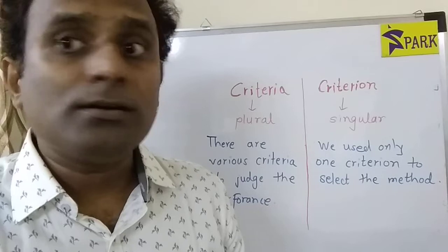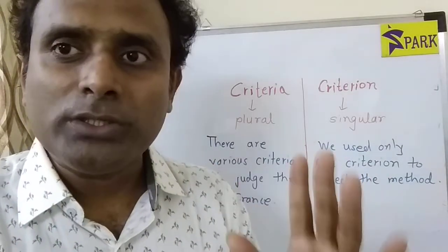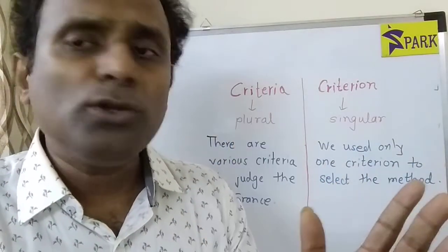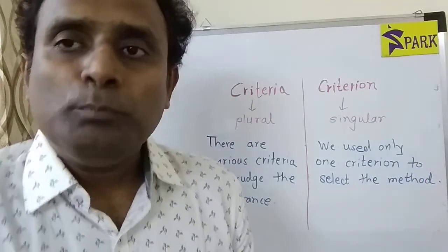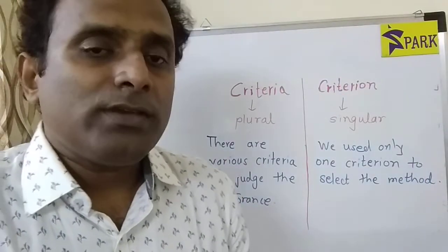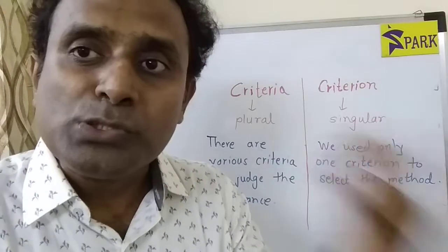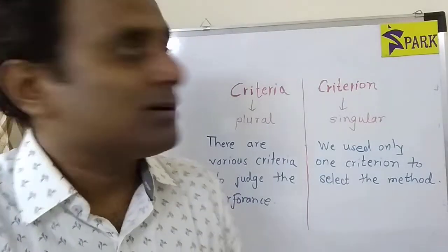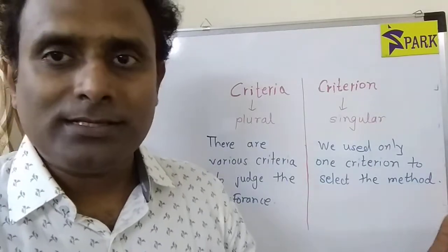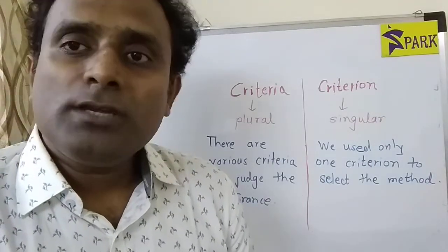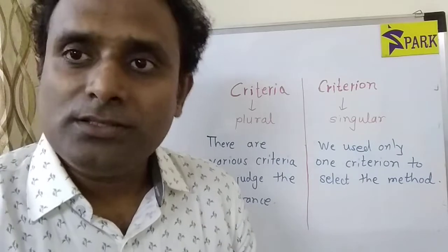We cannot say a criteria. A criteria, this is also incorrect, because we cannot use a or an for plural nouns, just as we cannot say a students, right? We have to say a student. Similarly, I have to say a criterion, not a criteria. Plus, we cannot say criteria is. This is also incorrect.